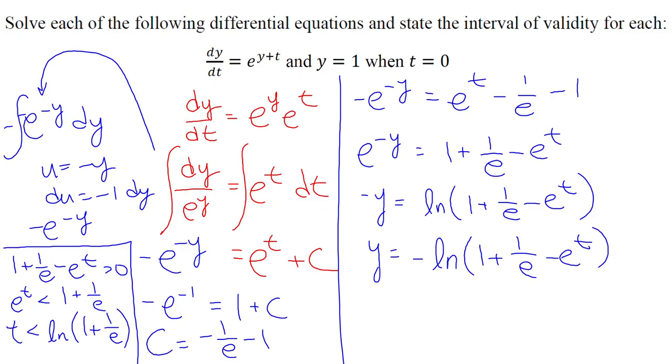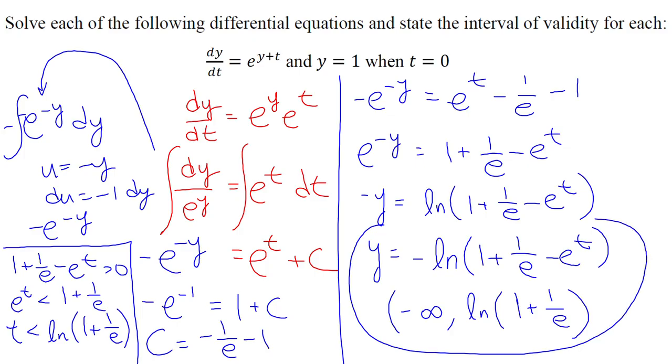And so our interval of validity here is going to be negative infinity to the natural log of 1 plus 1 over e, which is all of the things that are less than the natural log of 1 plus 1 over e, which will include t equals 0 on it.